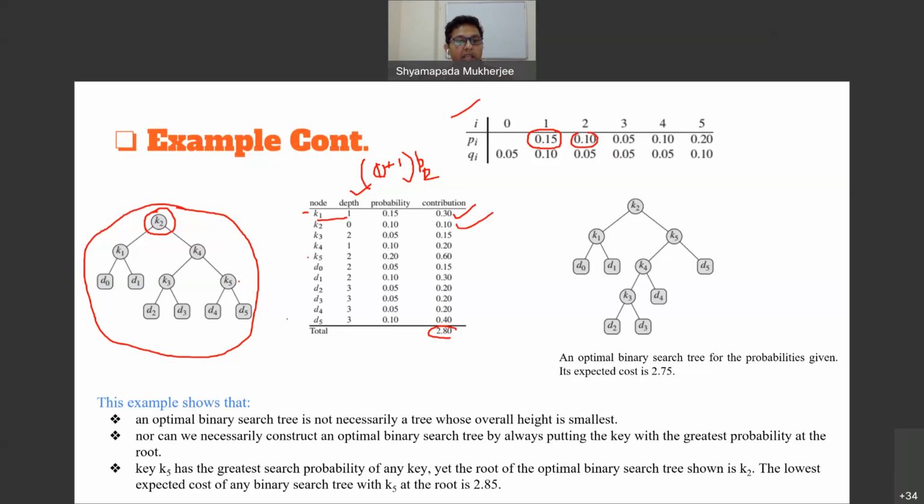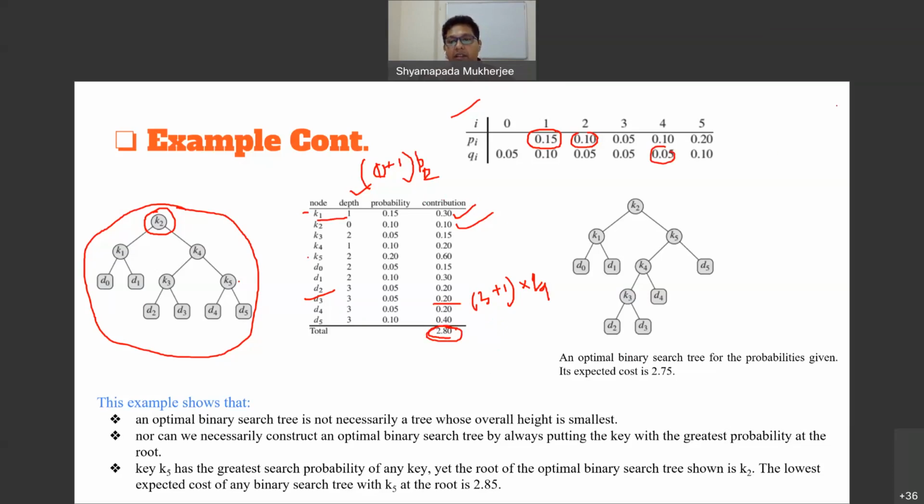In this way we can calculate for any node. Suppose we want to calculate d3. Depth of d3 is 3, so the expected search cost for this one will be 3 plus 1, that is 4, times the probability of d4, which is q4. Q4 is 0.05, so 0.05 times 4 equals 0.20. In this way we find the expected search cost contribution of each node, and taking the sum of all of these we get 2.80.